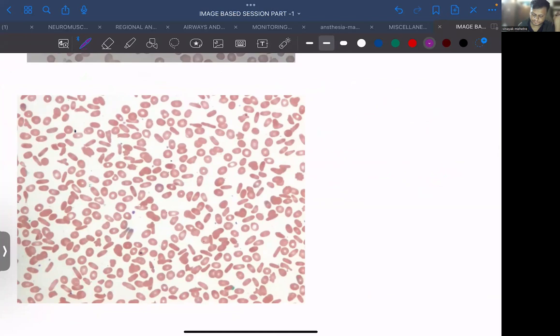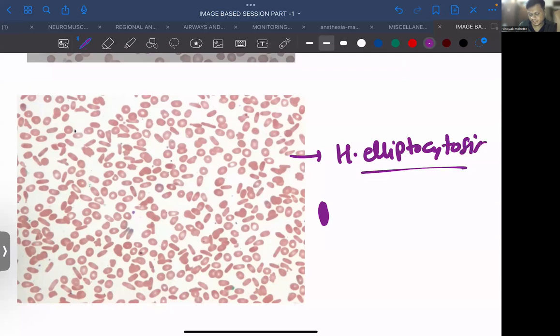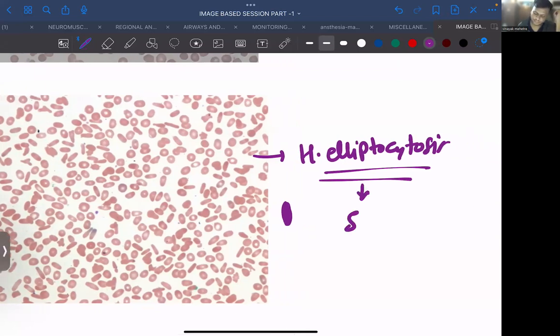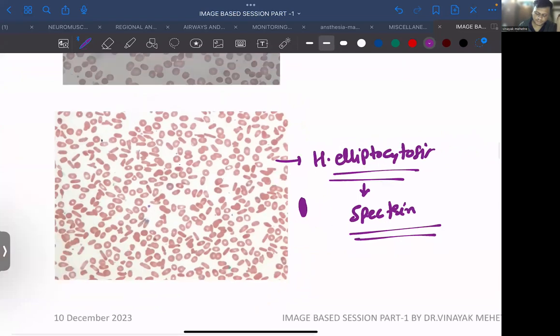What has happened? The shape of RBC changed. How does it look? It looks like an elliptical RBC. That is called hereditary elliptocytosis. What will we call it? Hereditary elliptocytosis. It is due to defect in which protein? That is spectrin. It happens due to spectrin. Okay, let's go a little bit faster.